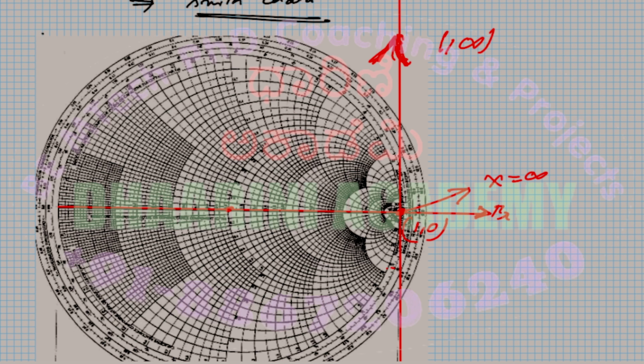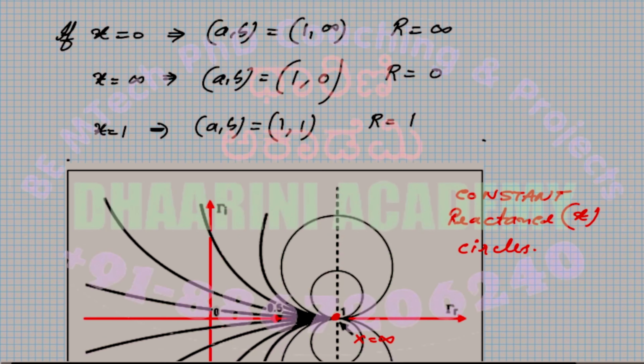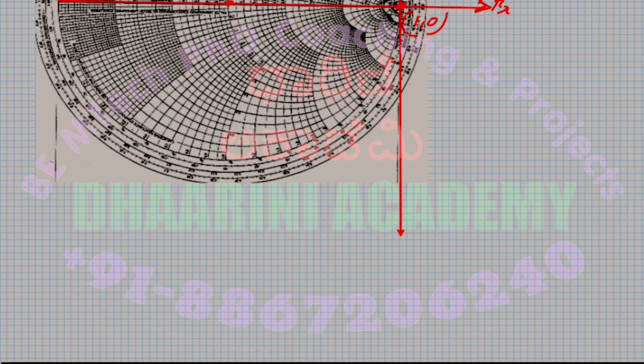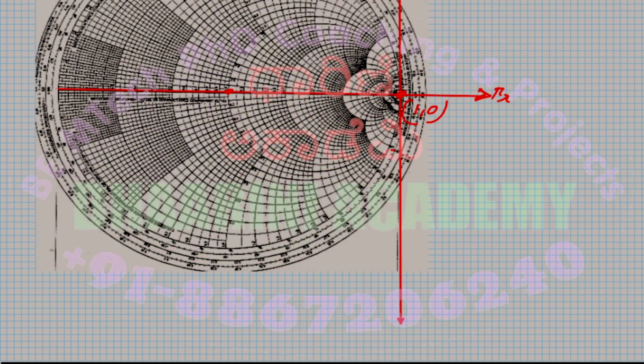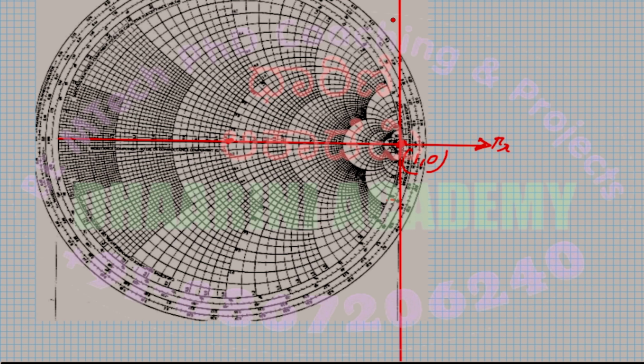Let's move further. If at all x is equal to 1, x equal to 1 means what? I have to find out the point. That point should be located at, let's see the calculation. At x equal to 1, it is 1 comma 1, and radius is also 1, right? So you can identify that as the x equal to 1 circle. It may not be very clear. So 1 comma 1.